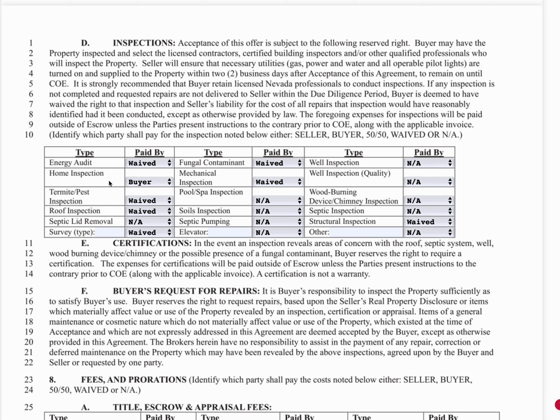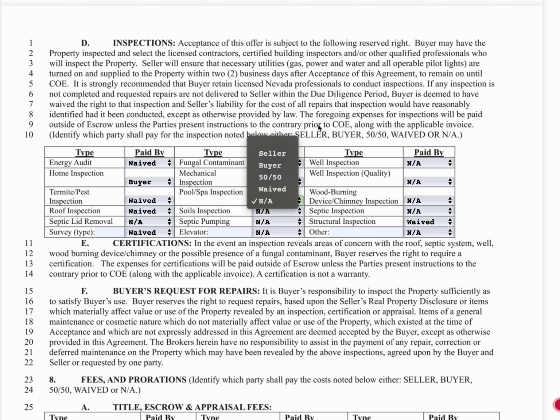Right here, it's your responsibility to pay for the home inspection. And then these are other ones. So depending, like if there's a property that had a well inspection, this would be sent out, and would most likely be the expense of the buyer. Pool inspection, if your property does have a pool, we would put here if you want to get it inspected, but again, that goes in with the general inspector.